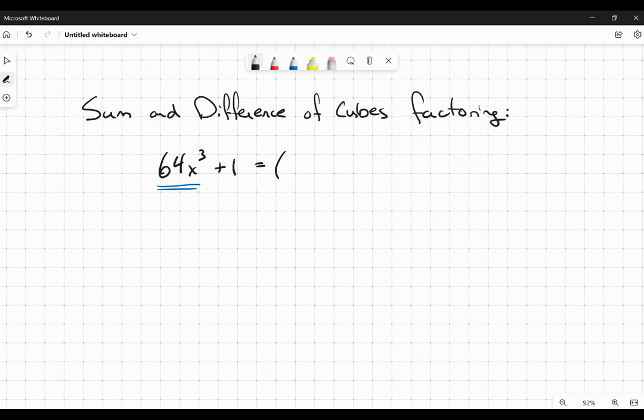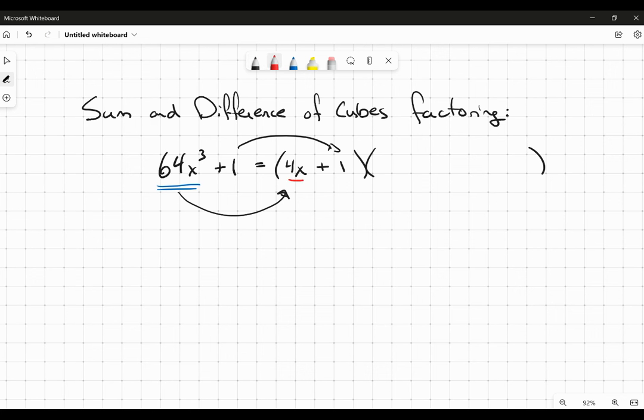So the way the pattern works here is to start off by writing down the cube root and the cube root. So the cube root of 64x cubed is going to be 4x, and the cube root of 1 is 1. Now the operation stays the same in that first set of parentheses, and then we have a second set of parentheses here. And what we do here is related.